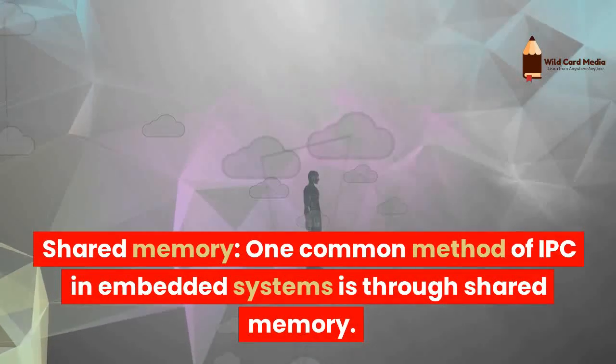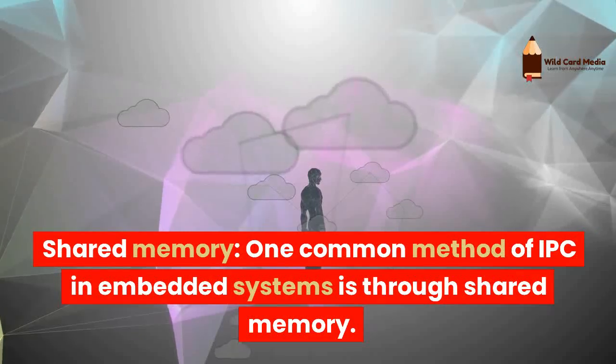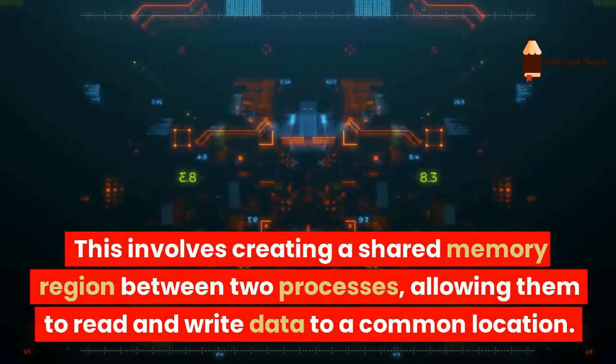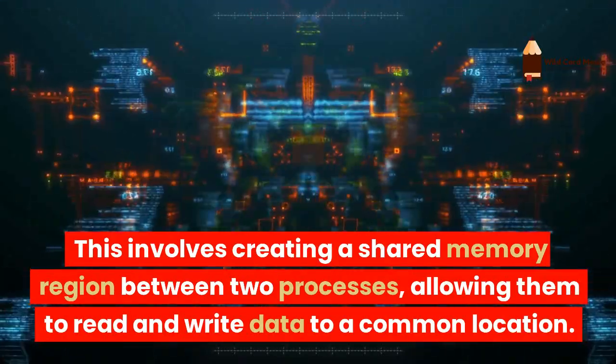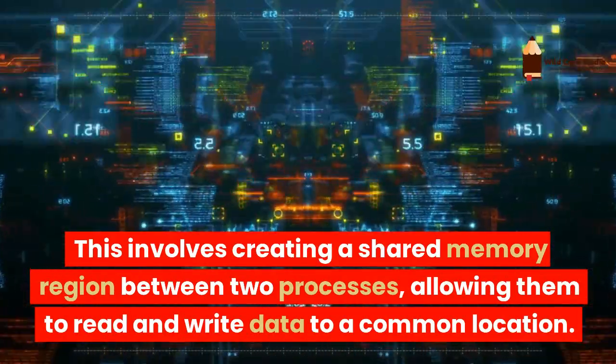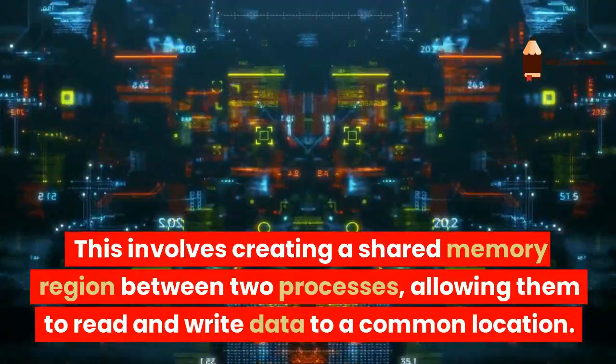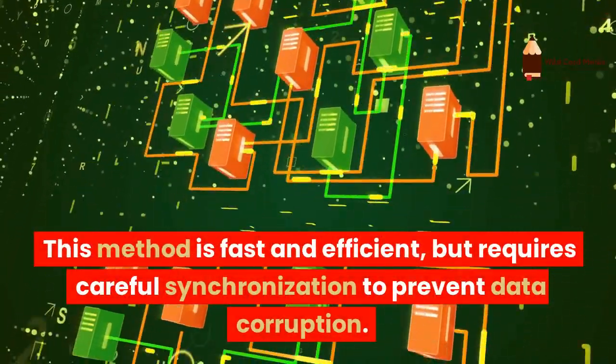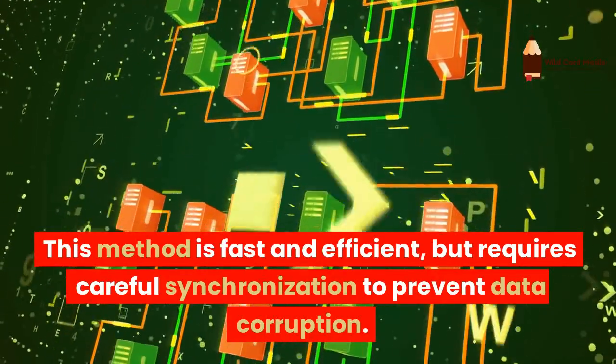Shared memory. One common method of IPC in embedded systems is through shared memory. This involves creating a shared memory region between two processes, allowing them to read and write data to a common location. This method is fast and efficient, but requires careful synchronization to prevent data corruption.